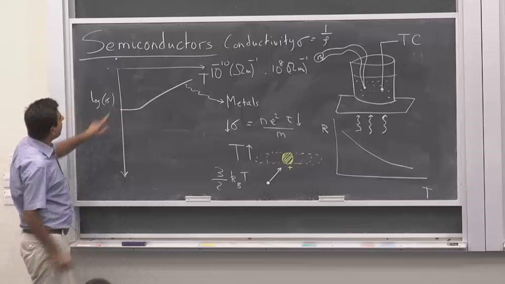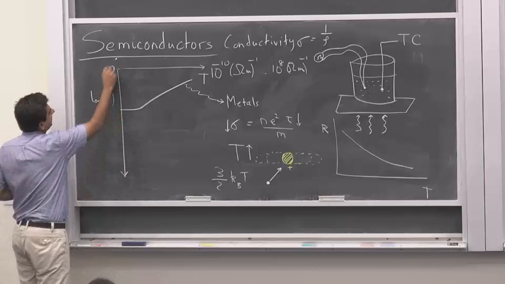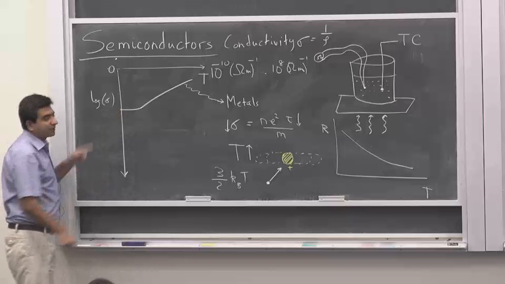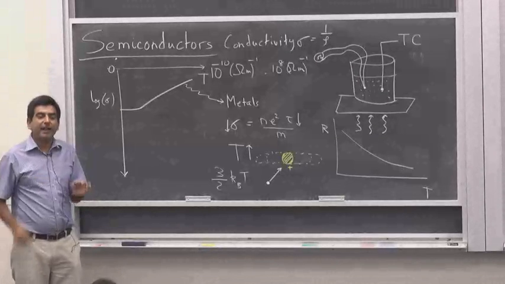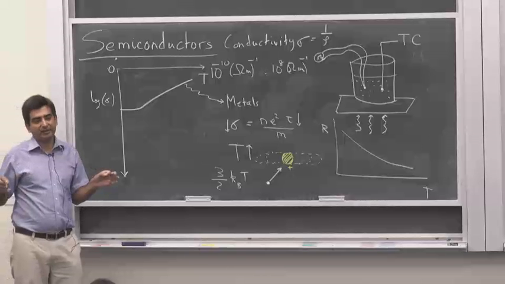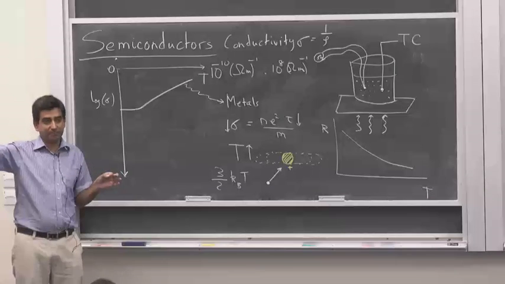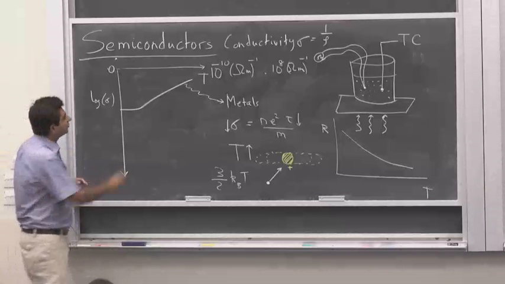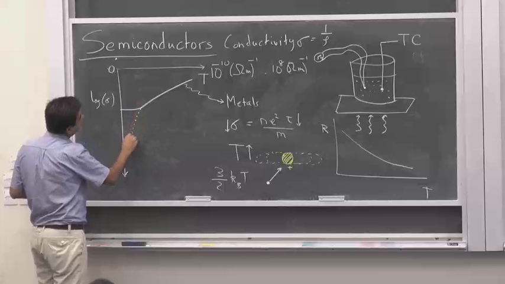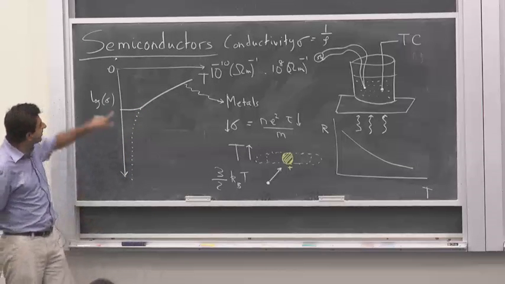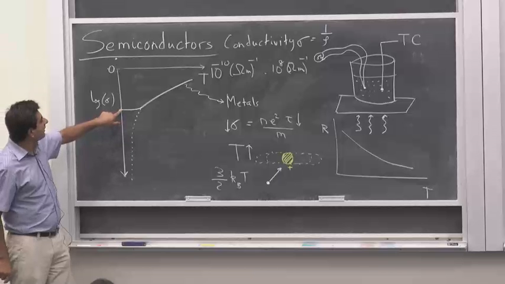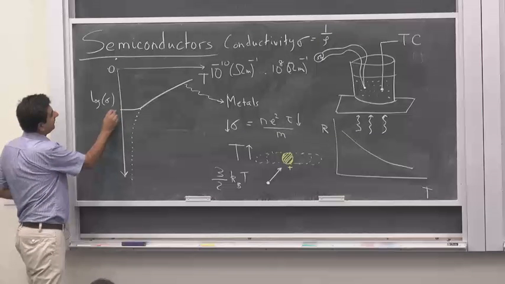Now, at zero Kelvin, the conductivity does not really go to infinity. As we lower the temperature of the metal, the conductivity should really go up. Ideally, this curve should approach large values. But this does not happen. It just falls down or plateaus off onto some datum level, sigma naught.